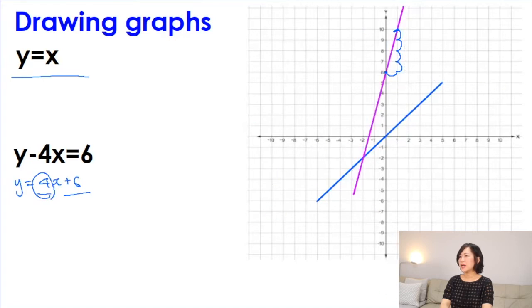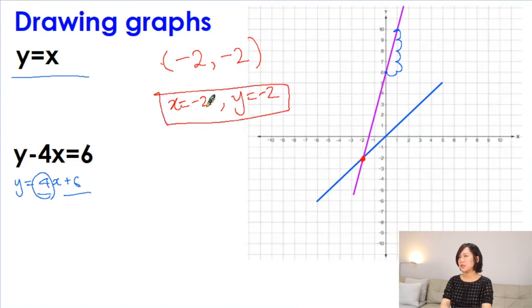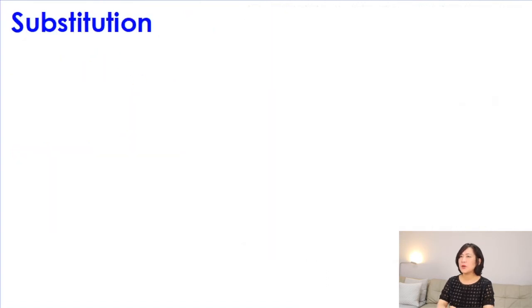Good. So now can you see the solution for the simultaneous equations? Yes. Let's write down the coordinate of the point of the intersection. Then that is, let's see, minus 2 and minus 2. That means when x is minus 2, your y is minus 2. So these are the solutions for both equations. So far we understood how the simultaneous equations work by using graphs, right?